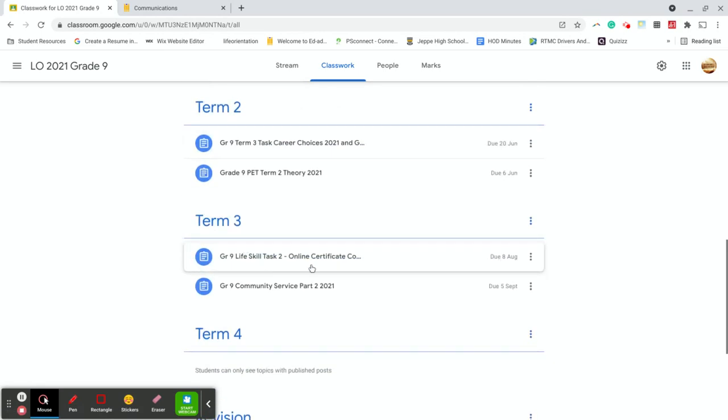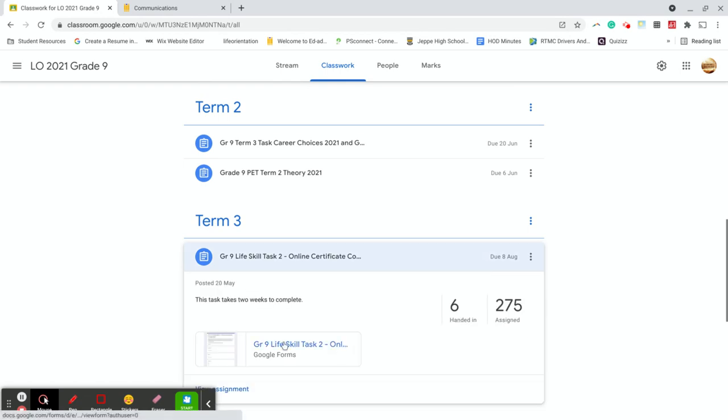Then you might think this is strange for me to speak about term three, but it'll make sense now. So on the 8th of August, you have an online certificate course due. Now, what this course is, if you click over there, you'll see that there's a form. The form explains everything. It'll lead you to a website where you boys will walk away with a free online certificate, meaning that you're more employable. You can put it on your CV. Parents, just know that there are some courses that cost money, so don't do those ones unless you're willing to pay for them. Otherwise, there's a lot of free courses that the boys can do.